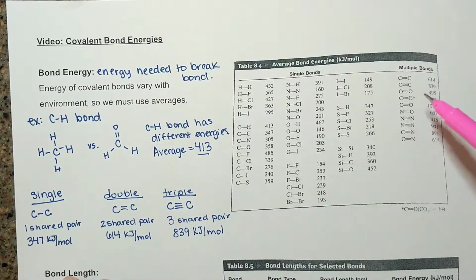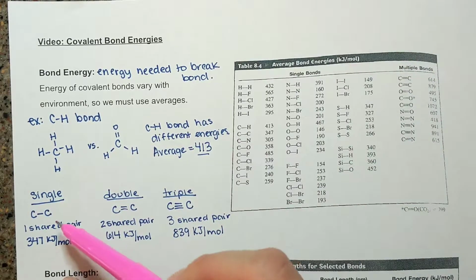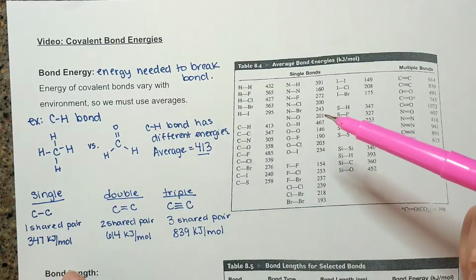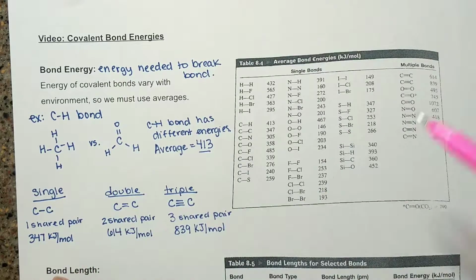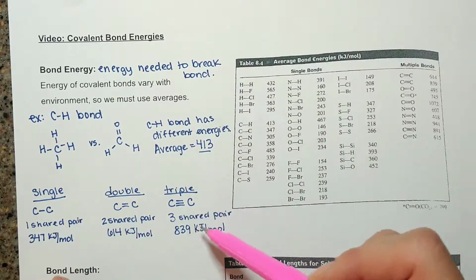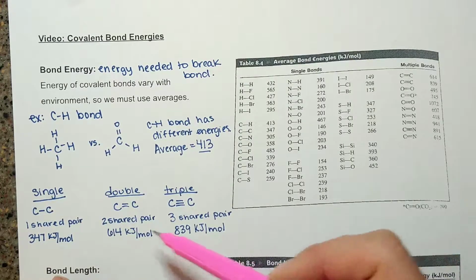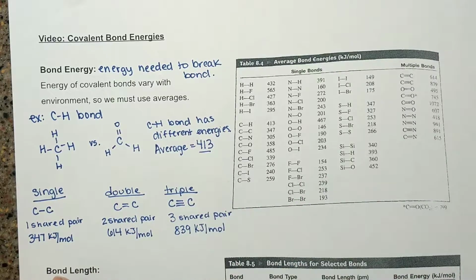Looking at single versus multiple bonds, single bonds are going to require less energy to break than a multiple bond. Here we have a single carbon-carbon bond with one shared pair of electrons, and this is only going to take 347 kilojoules per mole to break the bond. As opposed to a double bond with 2 shared pairs of electrons, which takes 614 kilojoules per mole to break, and a triple bond with 3 shared pairs of electrons, which takes 839 kilojoules per mole. So the more electrons shared, the higher the energy it takes to break the bond.